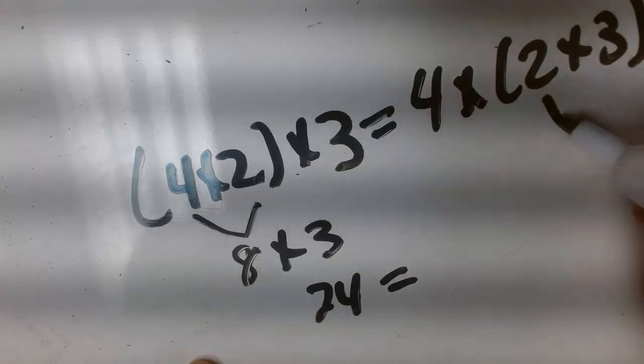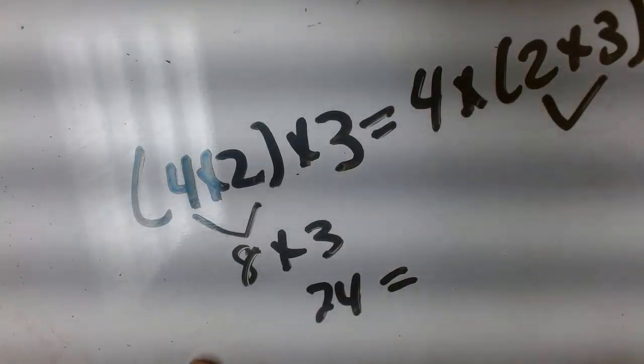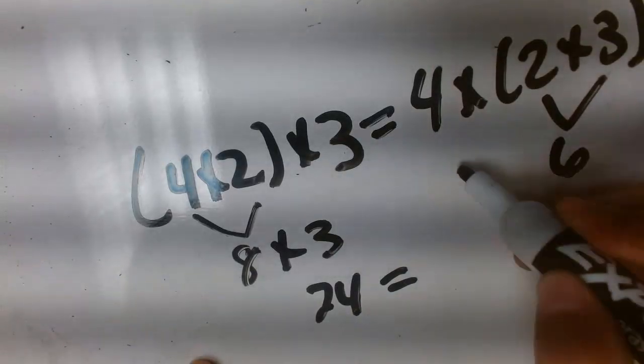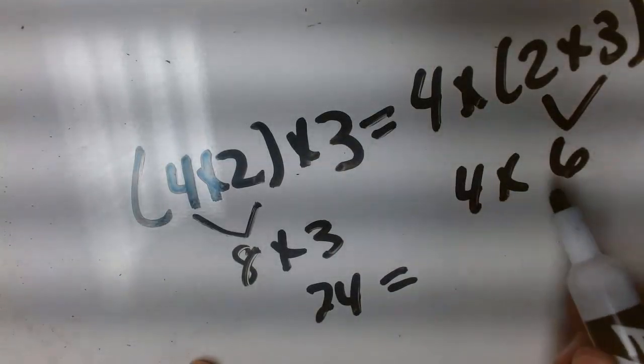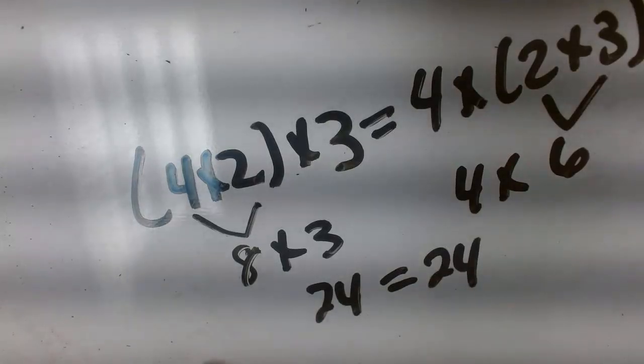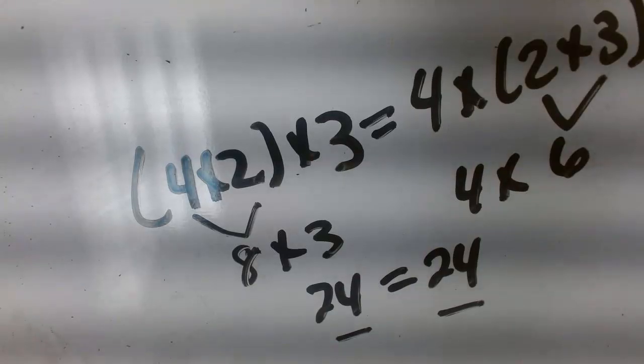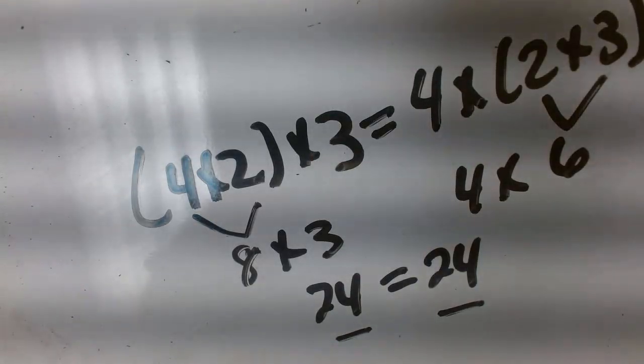So let's say that we did that on the right side. 2 times 3 is 6. And then we still have to worry about that 4. So then 4 times 6, that equals 24. Guess what? It gives you the same answer. That is the associative property of multiplication.